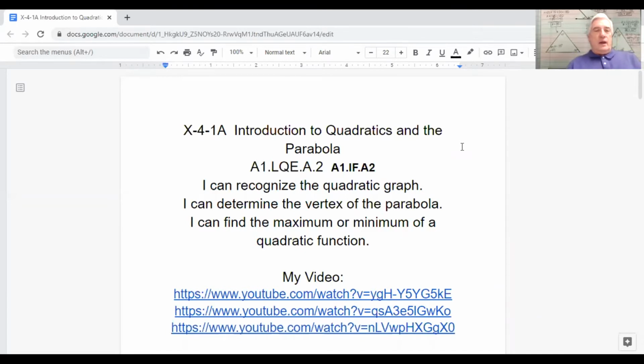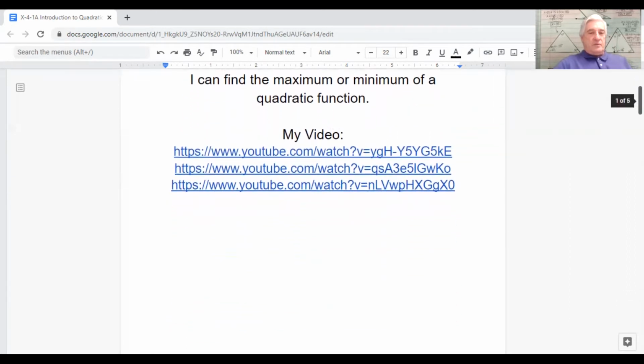This is the introduction to quadratics, or the parabola. The standards are A1, LQE, A2, and the supporting would be A1, IF, A2. The I can statements: I can recognize the quadratic graph. I can determine the vertex of the parabola. I can find the maximum or minimum of a quadratic function. Now, my video will go here. These 3 videos you can watch for more information.